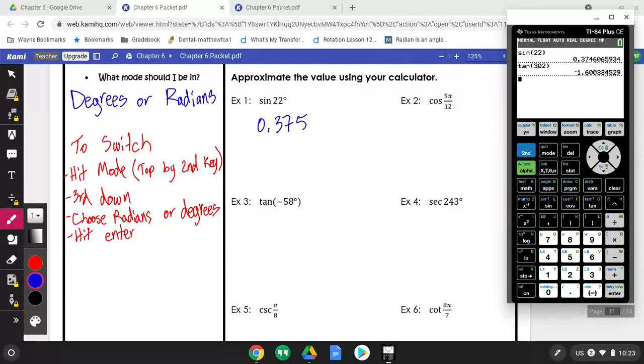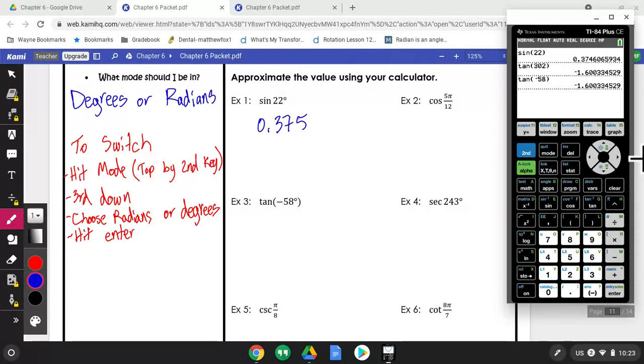However, the other option, you don't even have to do that when you're using a calculator. You can just do tangent. And be sure you use this negative at the bottom. But negative 58, we close our parenthesis, hit enter, and you'll see those two values are the exact same, negative 1.600.